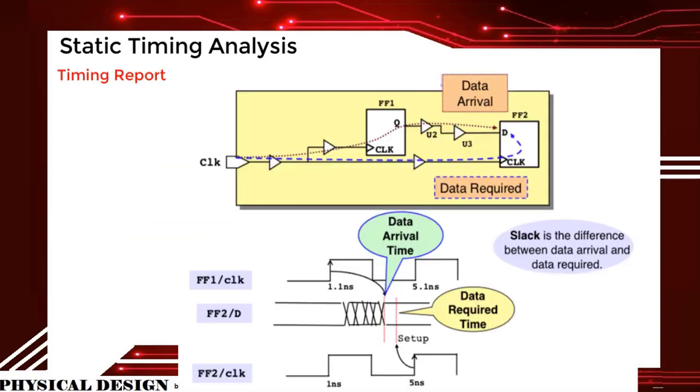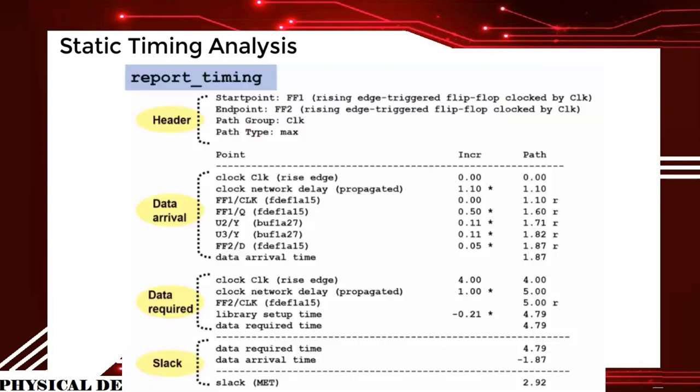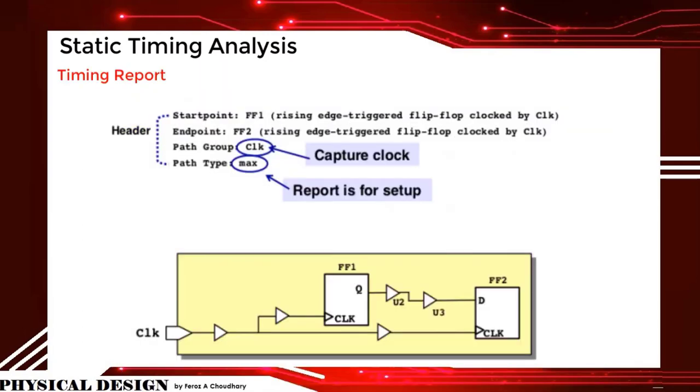This is a PrimeTime timing report generated by the command report_timing. There are 4 sections in the timing report: header, data arrival, data required, and slack. We will go through each section one by one. The header section consists of the start point named flip-flop 1 and the end point named flip-flop 2. Then there is the path group name, the path group to which the timing path belongs, and the path type here is max, which means this is a setup report. If the path type was min, it would be a hold timing report.